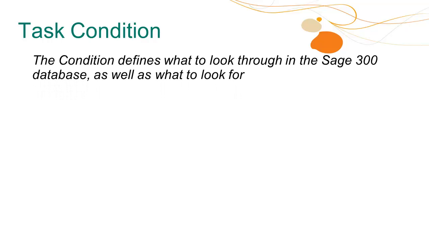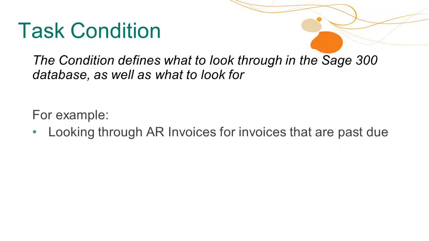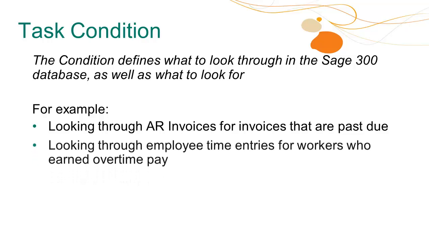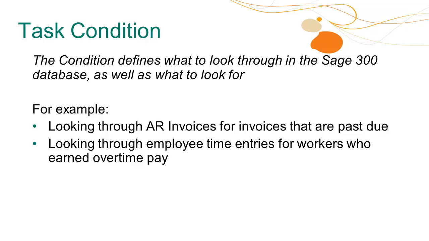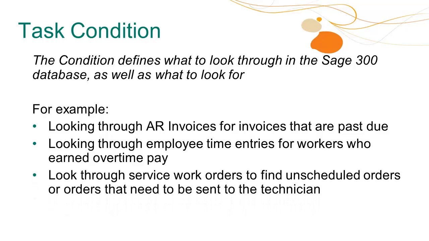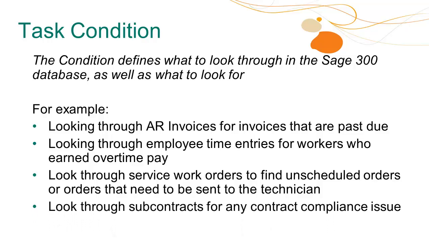Each MyAssistant task has a condition associated with it, and the condition is important because it defines what information to look through in the Sage 300 database, as well as what specific information to look for. For example, a task condition may look through AR invoices for open invoices that are past due, or through employee time entries for those who should be paid overtime. It can also review service work orders to find those that are not scheduled or need to be sent to the technician, or even review subcontracts for almost any contract compliance issue.